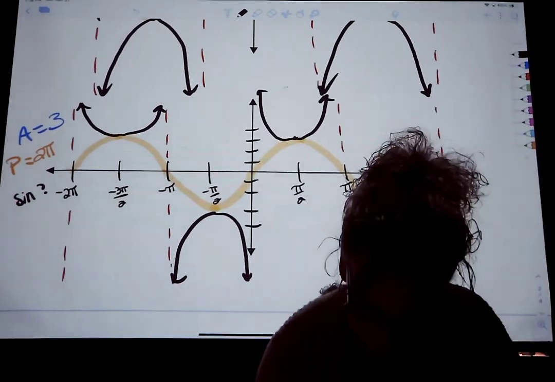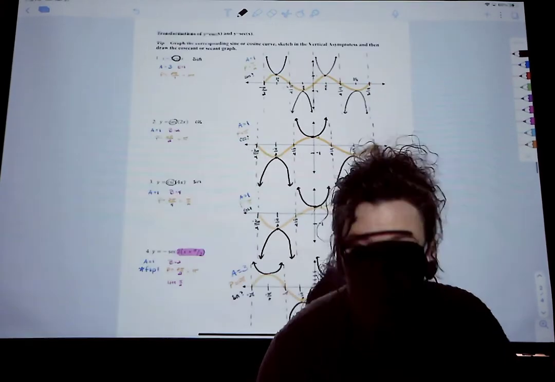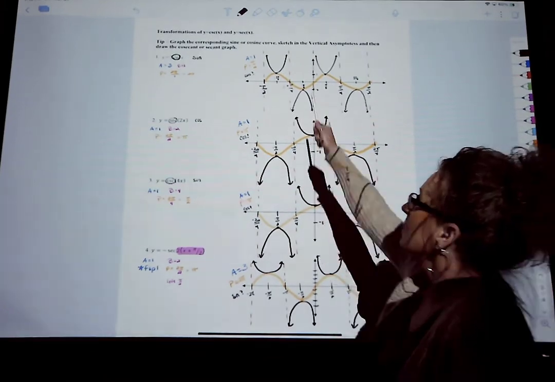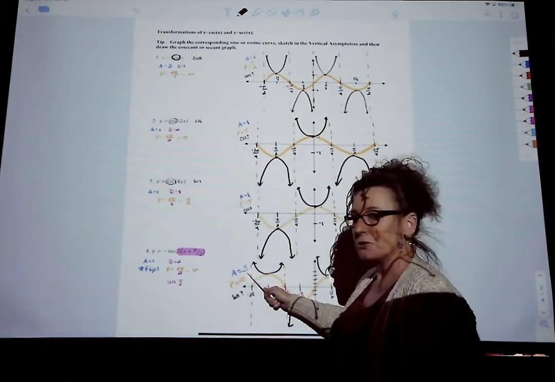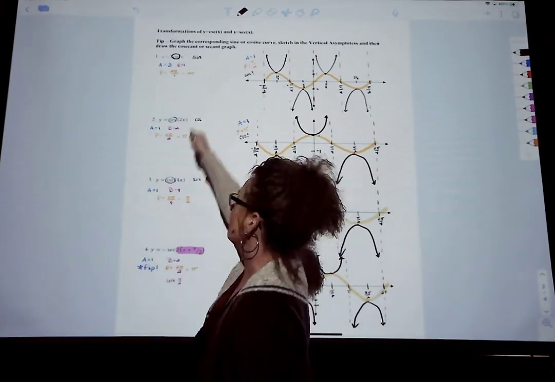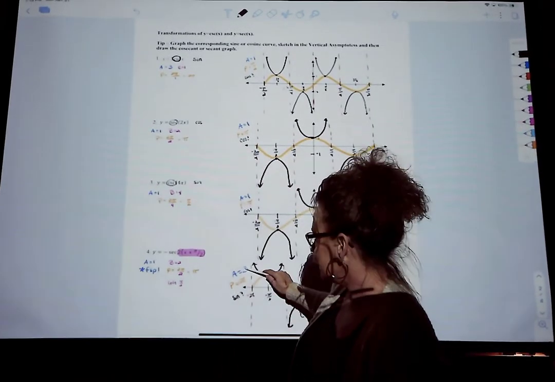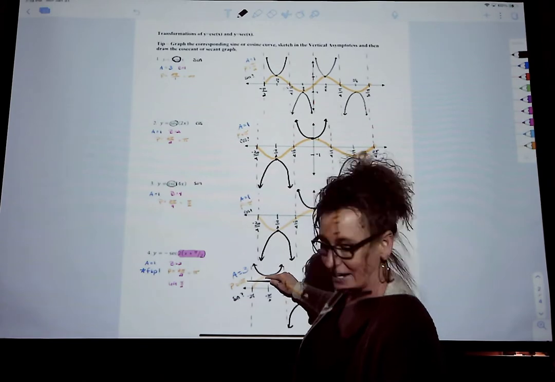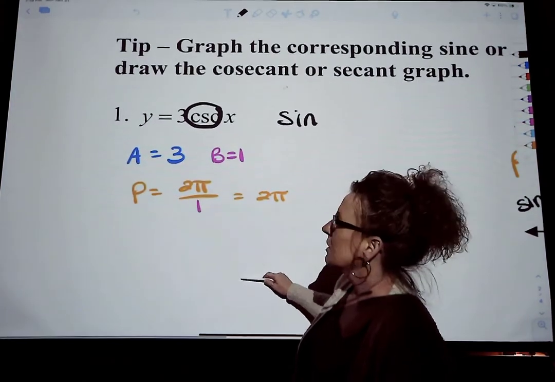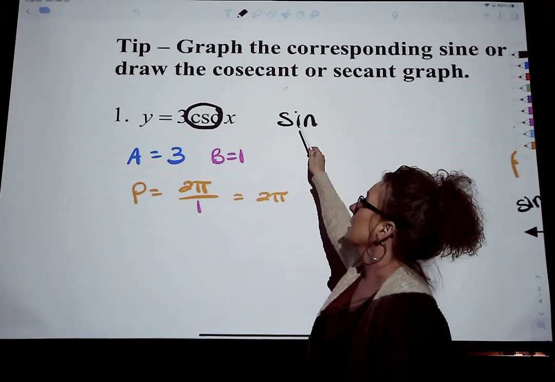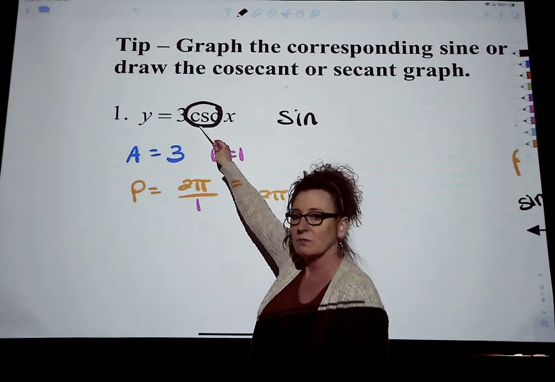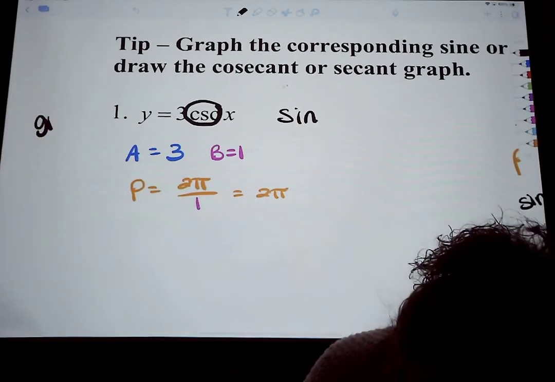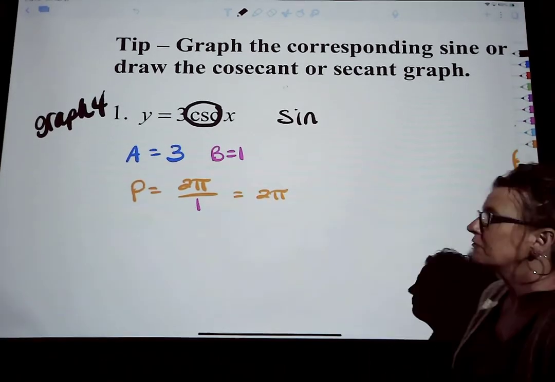All right, let's match them up. Do you see amplitude is 1, amplitude is 1, this amplitude was 3. Do any of these have an amplitude of 3? Yes. So this amplitude was 3, the period was 2 pi, and the orange graph looked like a sine. Number 1, amplitude is 3, period is 2 pi. It should look like a sine because the black graph was cosecant. I like 1 and 4. So I believe this goes with graph 4.